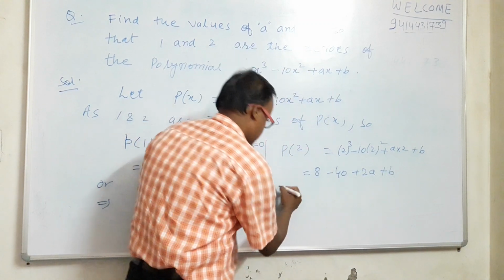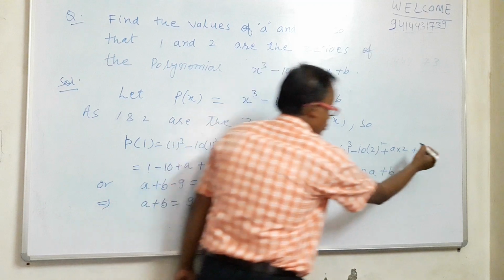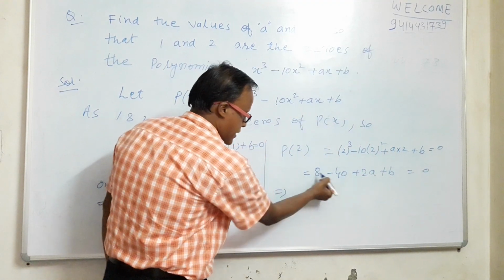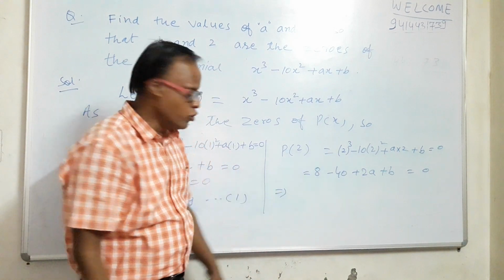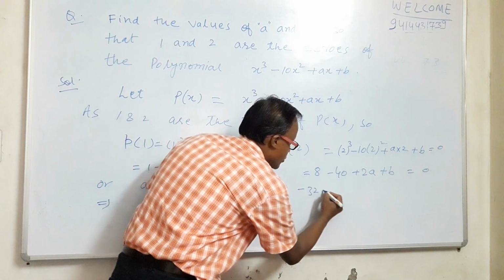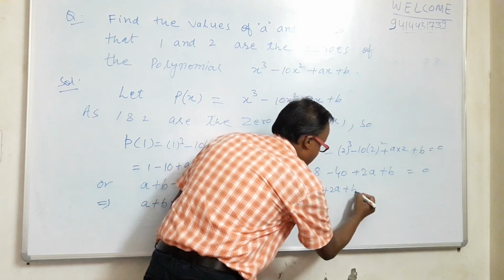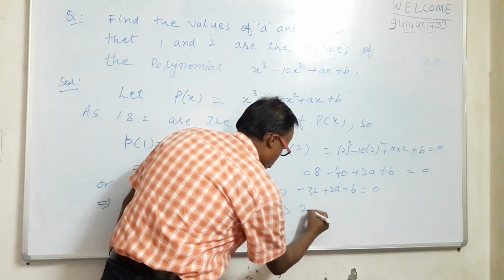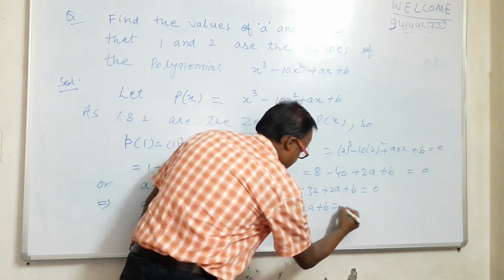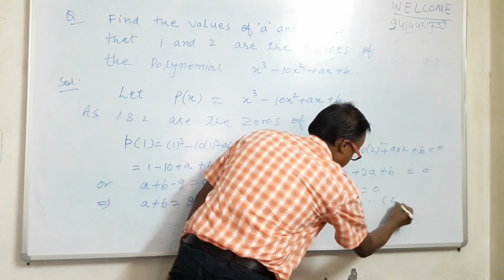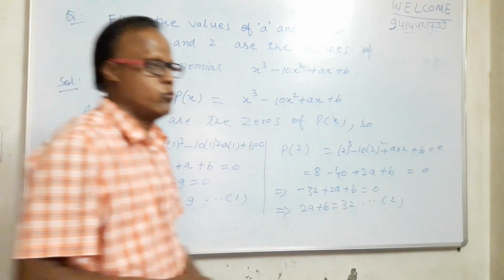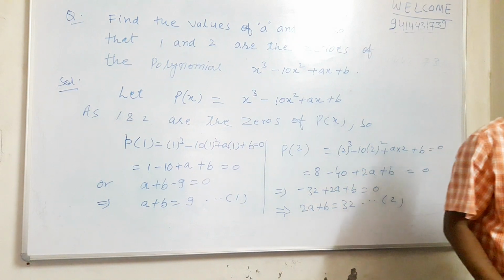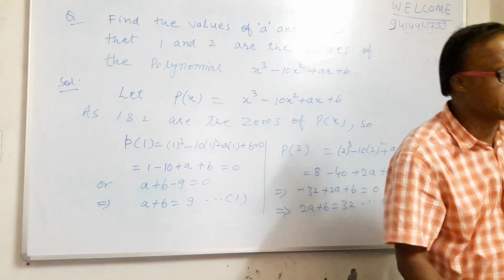This is equal to 0, since it is the polynomial's zero. So 8 minus 40 is minus 32, minus 32 plus 2a plus b equal to 0. This implies 2a plus b is equal to 32, equation number 2. Now solve these two equations and get the values of a and b. See how we do it.